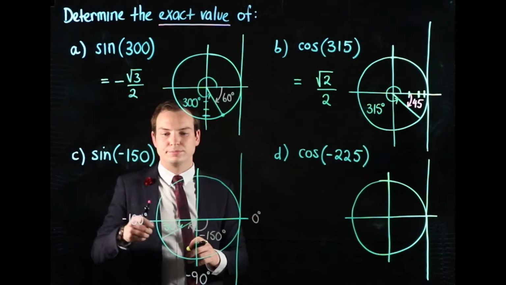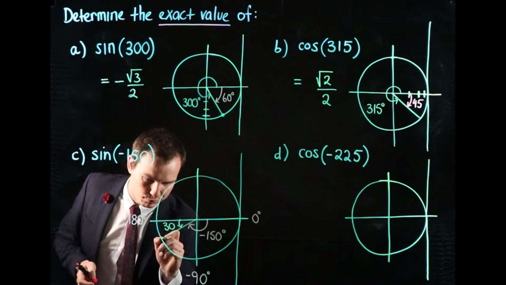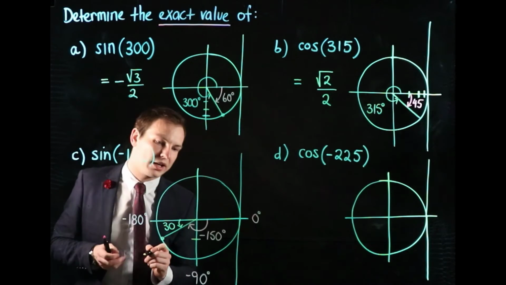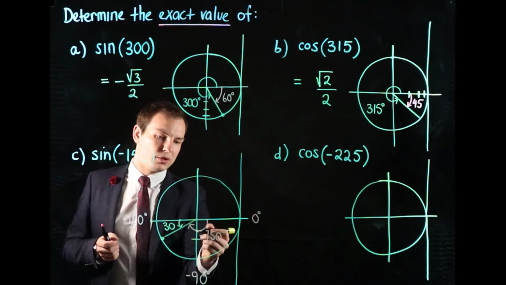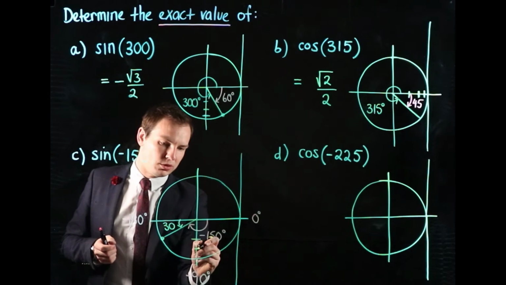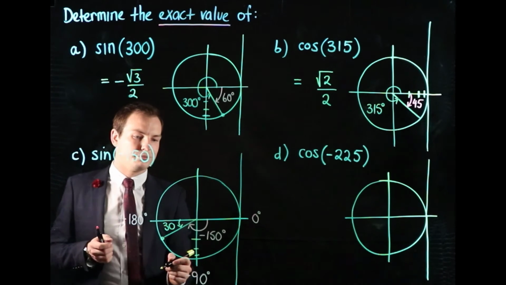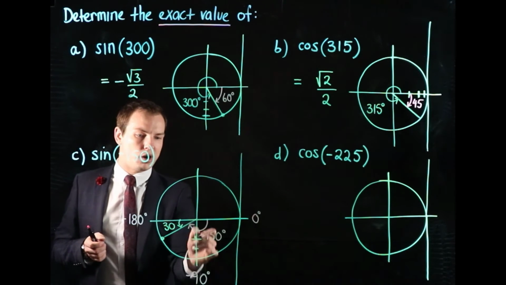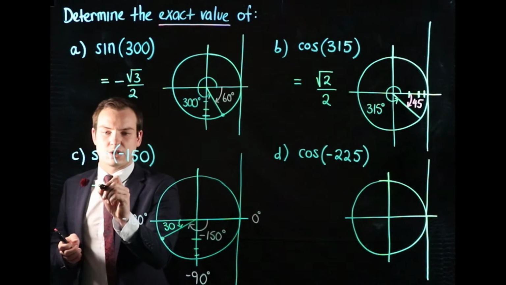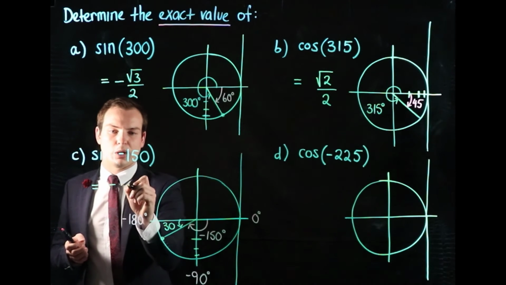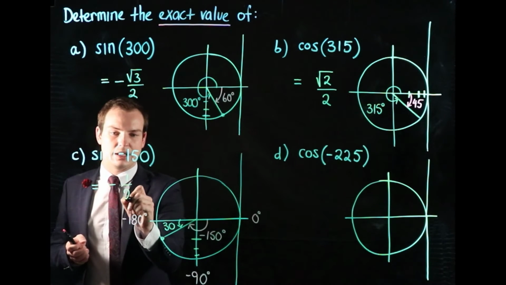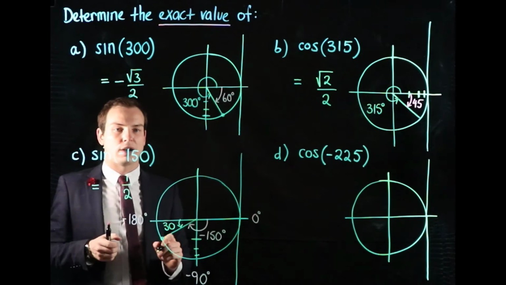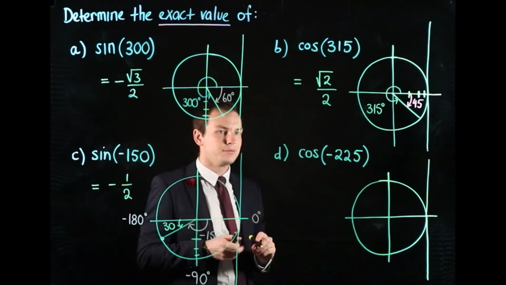For sine, if we're at this point, we want to know its y value, which is this position here on the y-axis. And that corresponds to root 1 on 2. This would be root 2 on 2, and this would be root 3 on 2. So our exact value is going to be negative because we're in the negative y direction here. The answer is that this is equal to negative root 1 on 2, which is simply negative 1/2. So that's the exact value for sine of negative 150 degrees.